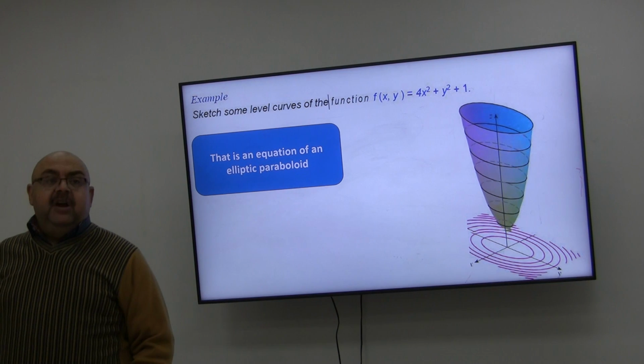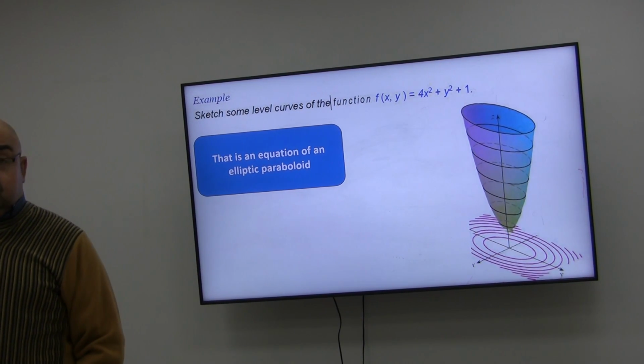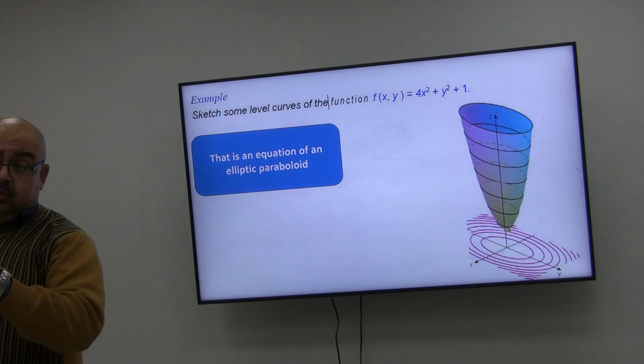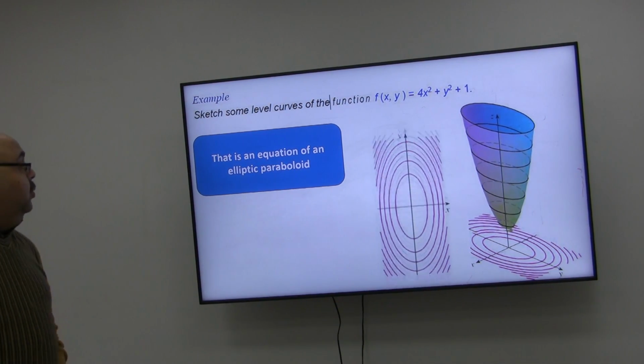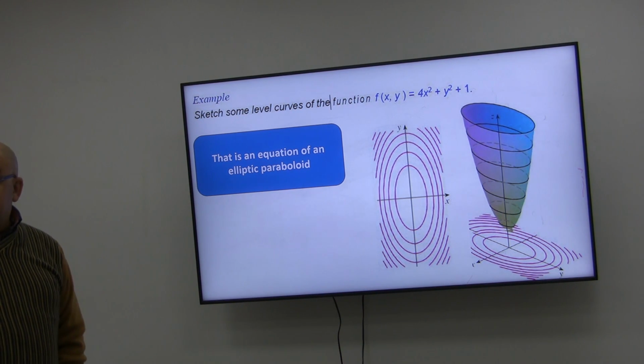Bottom line, if I asked you about a level curve at a certain value, all you have to do is get the function as defined in x and y, replace the value of the function by this value and solve the equation. Okay, you will be able to get it. Those are the ellipses, as I told you, because it's an elliptic paraboloid.